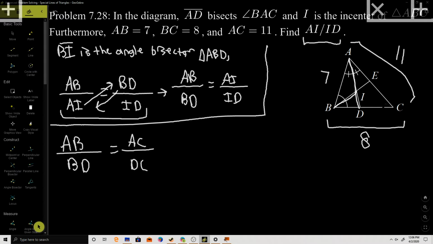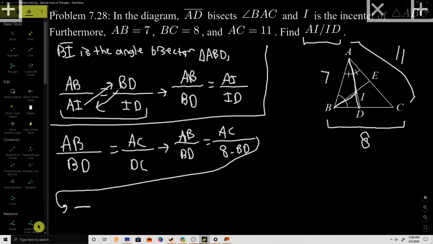However, I know that DC is 8 minus BD, since BC is the entire length. So I can rewrite this ratio as AB over BD equals AC over, and instead of writing DC, I'm going to write 8 minus BD. That way, now I can solve for BD when I start substituting. So, going ahead, we have that AB is 7. We have BD in the denominator. We know that AC is 11. And then we have 8 minus BD in the denominator.